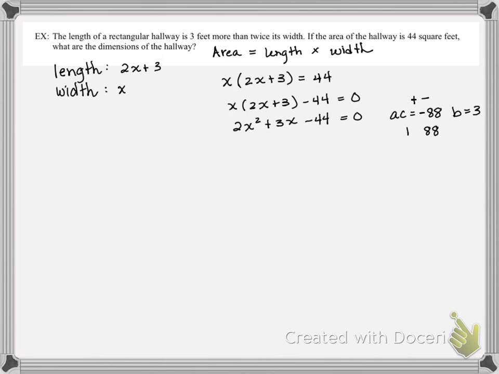1 and 88. 8 or 11. Thank you. That was just not coming to me. So 11 and negative 8. So 2x squared plus 11x minus 8x minus 44 equals 0. We can factor out an x. And we can factor out a 4.